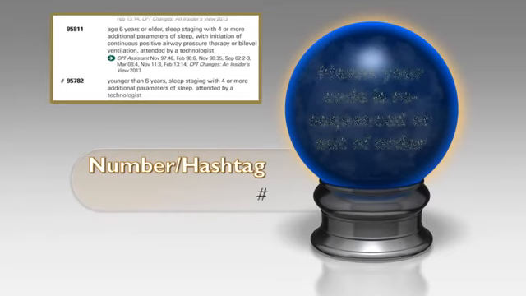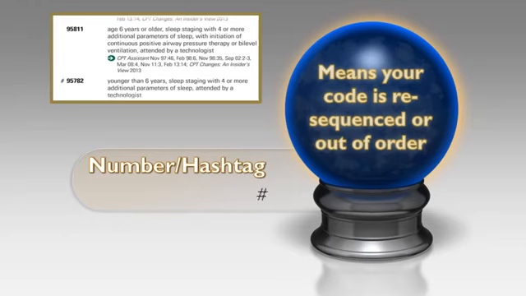Number or hashtag sign or symbol. That means your code is resequenced or out of order. And as you can see in my example, 95782 is out of order because the number that precedes it is 95811, and it's definitely out of order. And it should be before. And why do they put them out of order? Sometimes CPT does that, or AMA does that, because it makes more sense to put it where they've decided it should go.